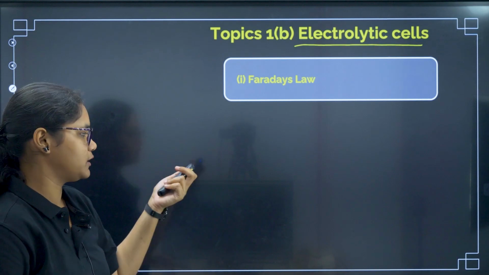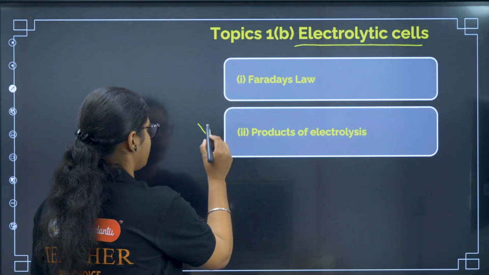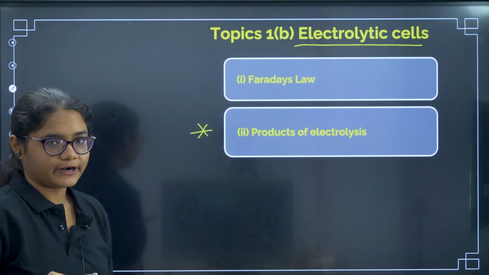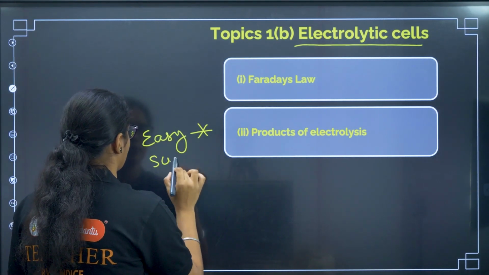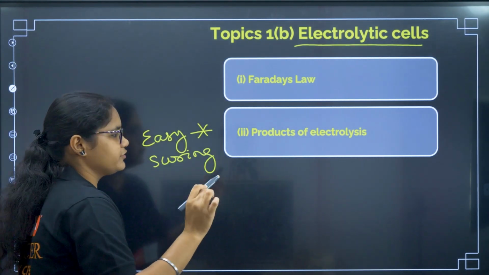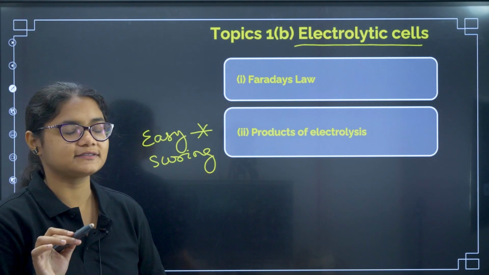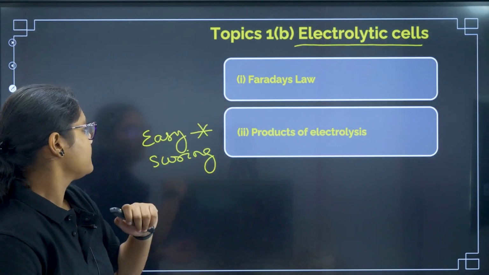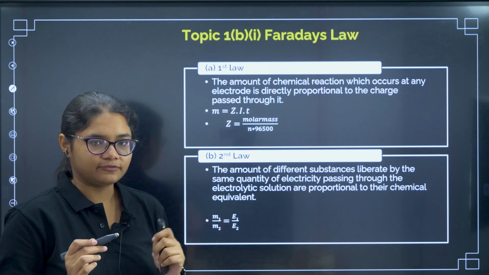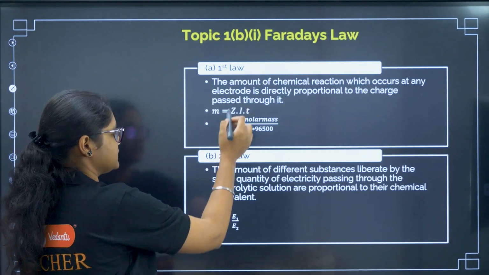We'll be seeing quickly what these laws are, and the very important topic, products of electrolysis. This is a very easy and scoring topic. If you just remember the products of electrolysis, definitely you can expect one question from this topic. Now let us quickly see Faraday's first law. In Faraday we have two laws, first and second.